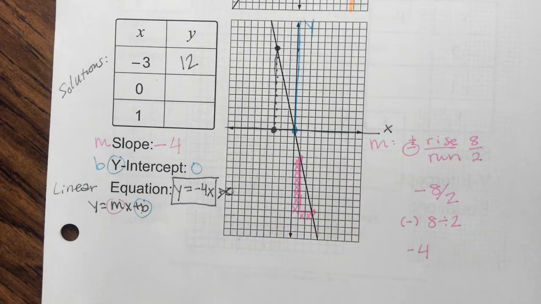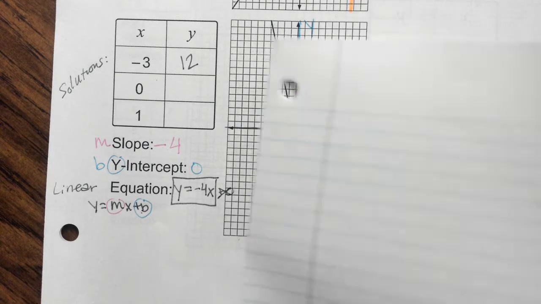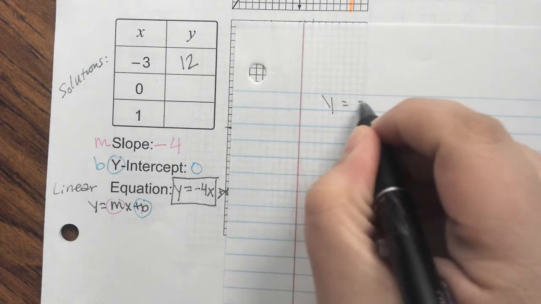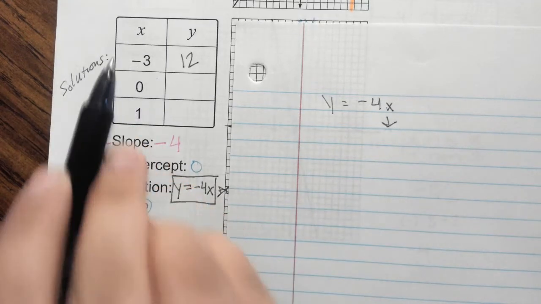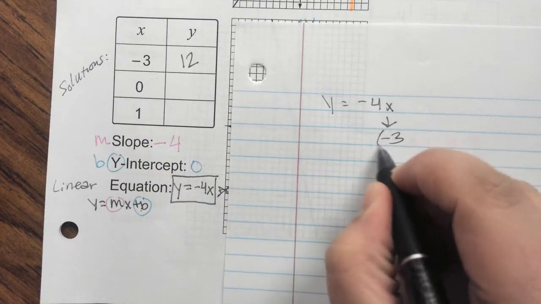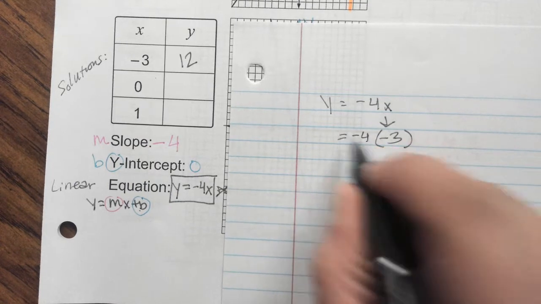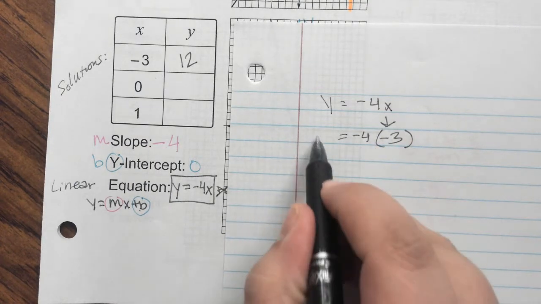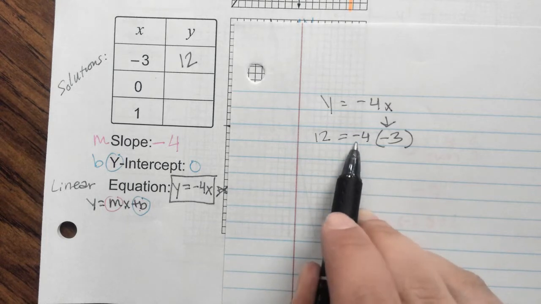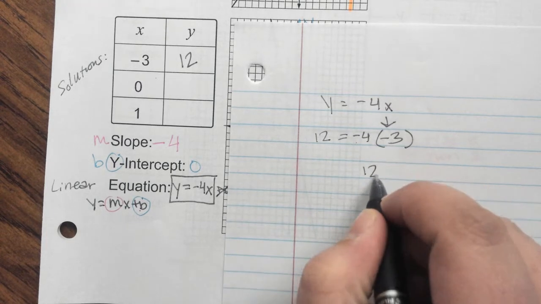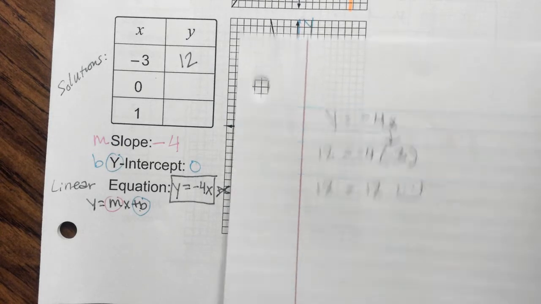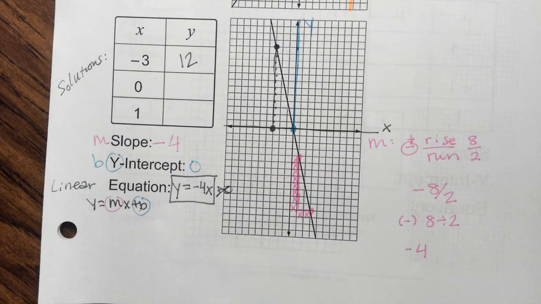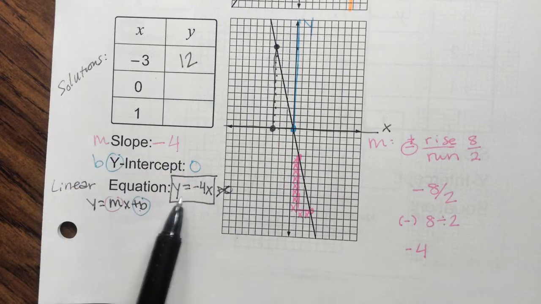That means that in the linear equation, y equals -4x, whenever x is -3, y should be 12. Well, -4 times -3 is +12, which does equal +12. So you see that this solution makes this equation true.